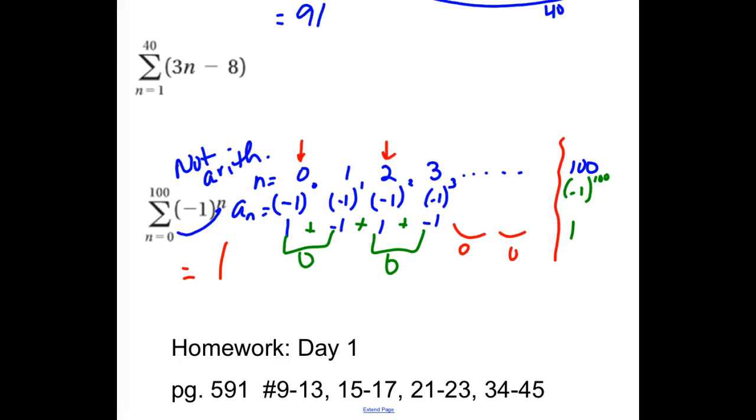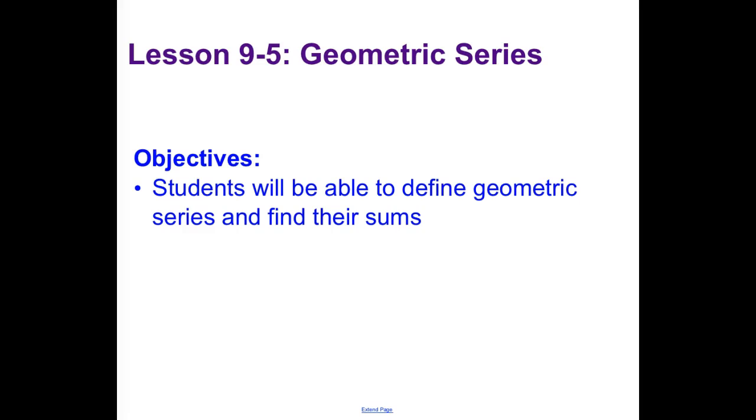All right, so I'm going to shift to the 9.5a notes. Go ahead and find that in your packet. All right, 9.5a. We are defining what a geometric series is, and we're going to start looking at how we can find its sum. Go ahead and grab out your green sheets that you've been writing all your formulas down on. We're going to add another one today.